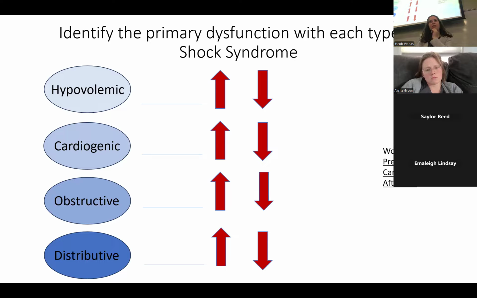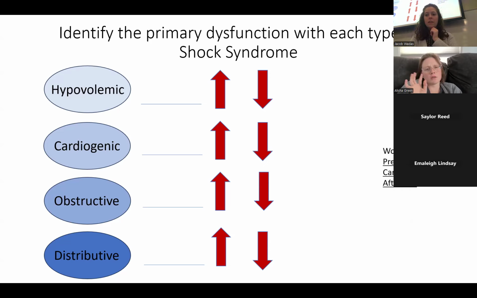So distributive is afterload, and it's also decreasing. I kind of tricked you by putting the up arrows a little bit. Sorry, but all of them are really decreasing here. So just to emphasize with distributive, again, we see that systemic vascular resistance is the major issue. So afterload in this case is going to go down.